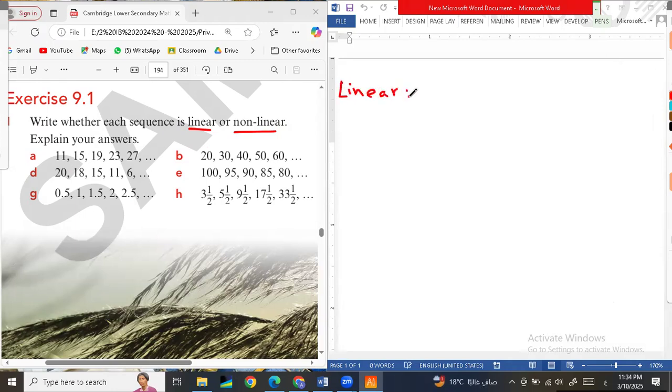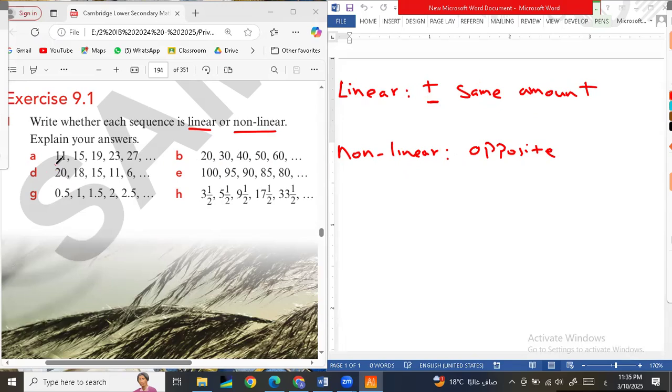Linear is actually when you add or subtract the same amount every time. So this is linear, but non-linear is when it changes. As you see over here in question A, it is the opposite of linear. It's not adding or subtracting the same amount every time from one term to the other.